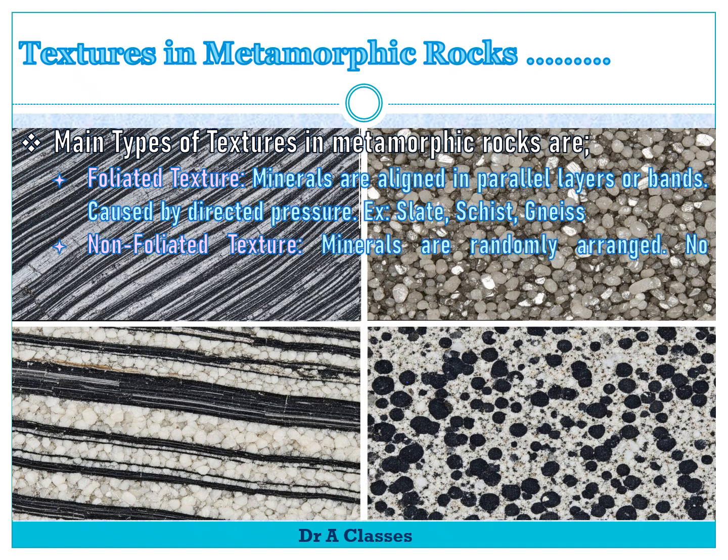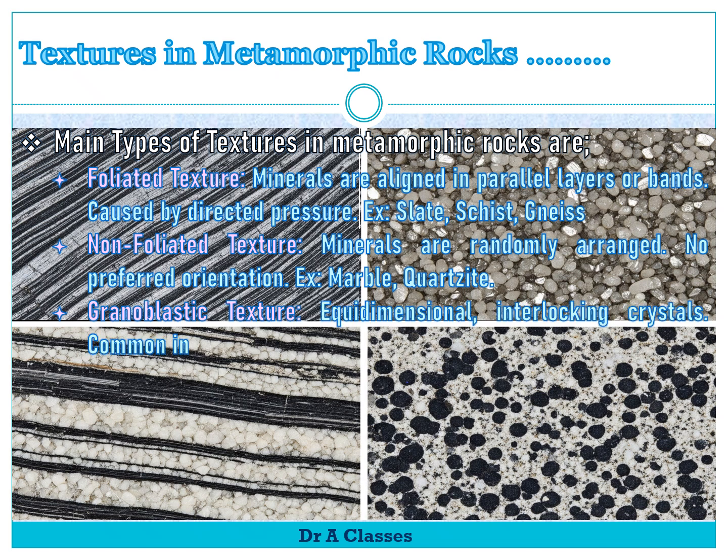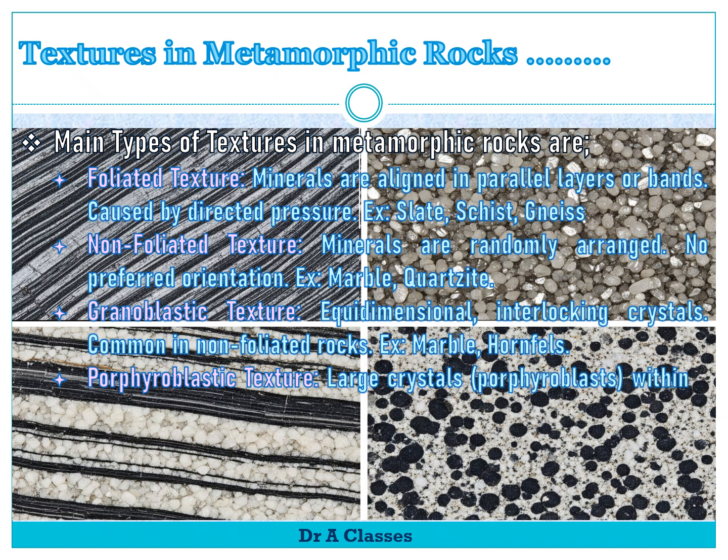Non-foliated texture, on the other hand, results when pressure is uniform or when the minerals do not show a tendency to align. This occurs in contact metamorphism, producing rocks like marble and quartzite. Granoblastic texture is a subset of non-foliated texture where equidimensional grains grow in an interlocking mosaic pattern, typically under static high-temperature conditions. Porphyroblastic texture is unique in that large metamorphic minerals, porphyroblasts like garnet, grow within a fine-grained matrix.